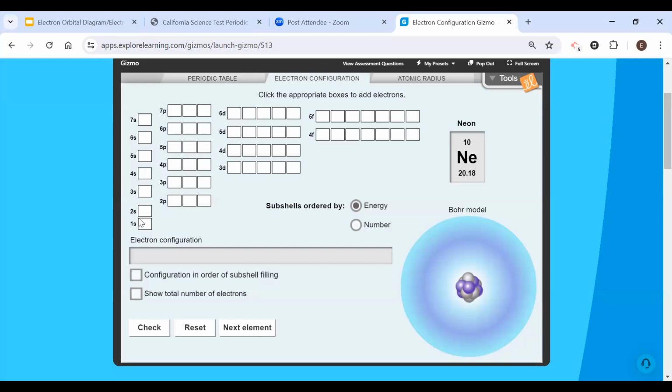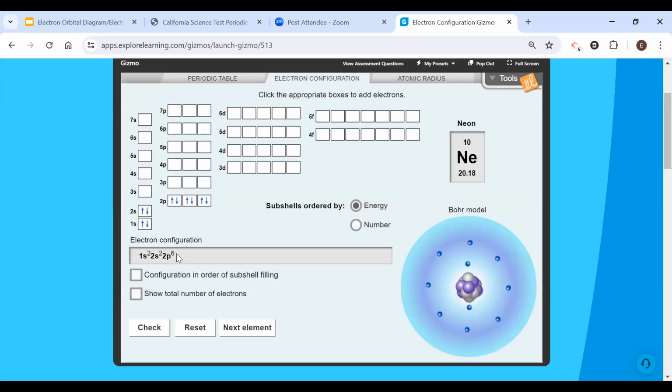Atomic number is 10, which is equal to the number of protons. It is a neutral atom, therefore the number of electrons is 10. So we have 1, 2, 3, 4, 5, 6, 7, 8, 9, 10. You see that? So if you got this, that's correct. Did you follow the rules? Then this is the electron configuration. Okay, did you get it right?